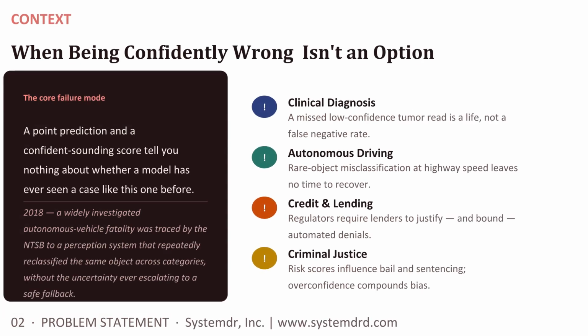So why is this a problem worth solving? The core failure mode is simple. A point prediction and a confident-sounding score tell you nothing about whether the model has ever seen a case like this one before. Modern neural networks are also, empirically, systematically overconfident. That's not speculation. It's a well-documented finding from the calibration literature. Softmax outputs get routinely misread as calibrated probabilities when they simply aren't.